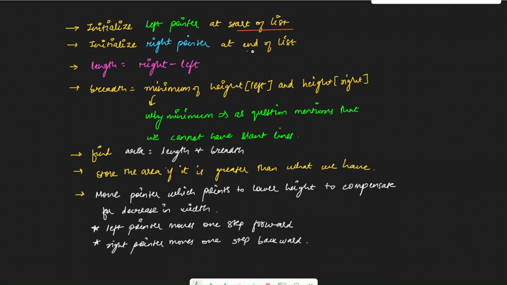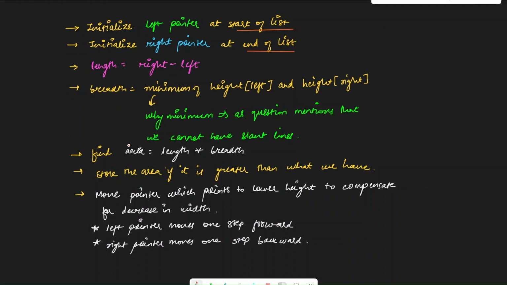So the algorithm is, we first initialize left pointer at start of the list, then we initialize right pointer at the end of the list. So these contain 0 and then the maximum index. Then we calculate length. Length would be equal to whatever is on right minus left, because that's what we get on the x-axis. And breadth would be equal to minimum of height of left or height of right, because left pointer points at the left height, right pointer points at the right height, and we can't have any slant heights, so we choose minimum amongst these two.